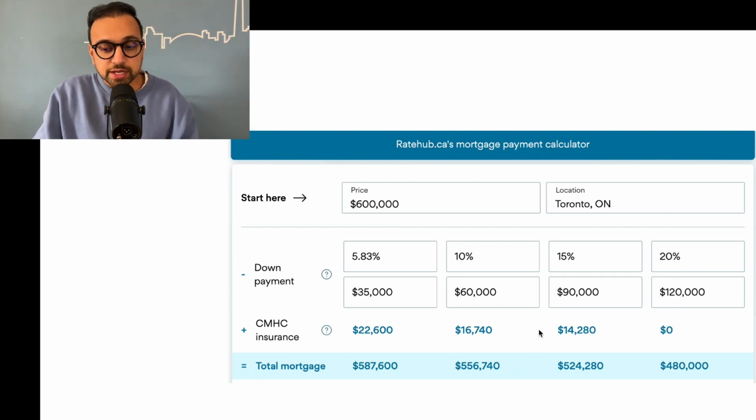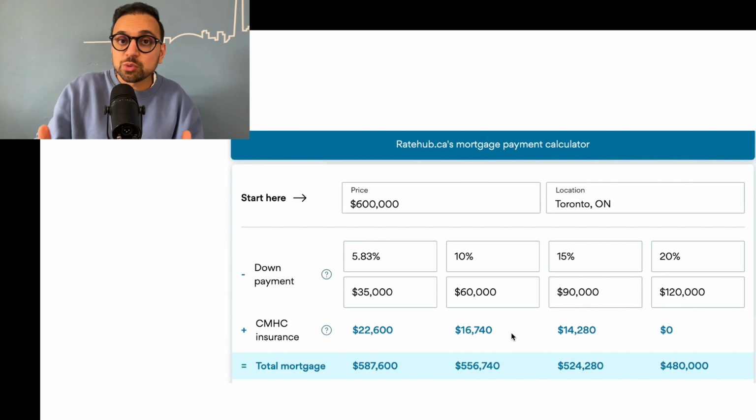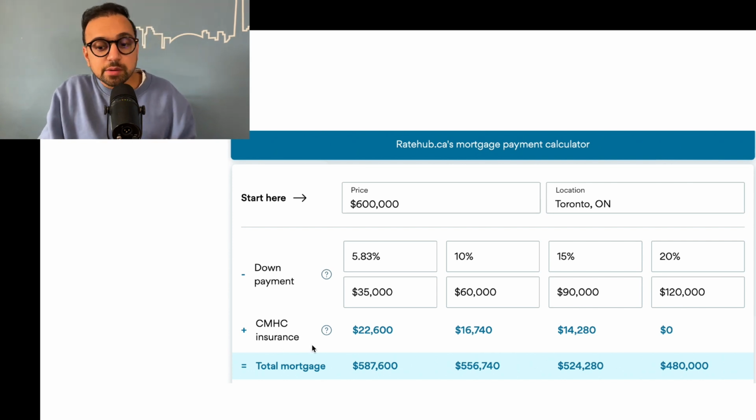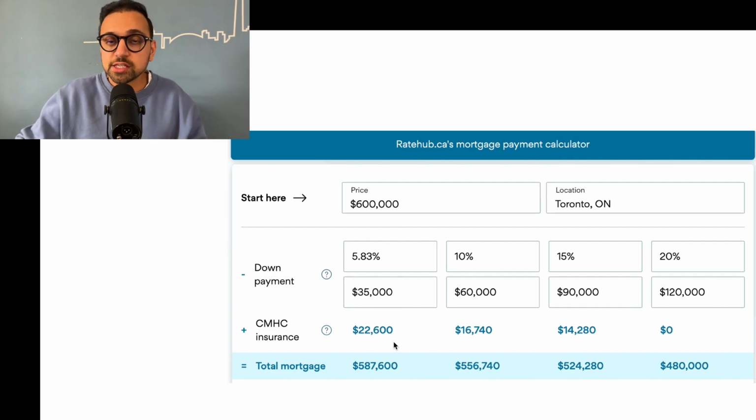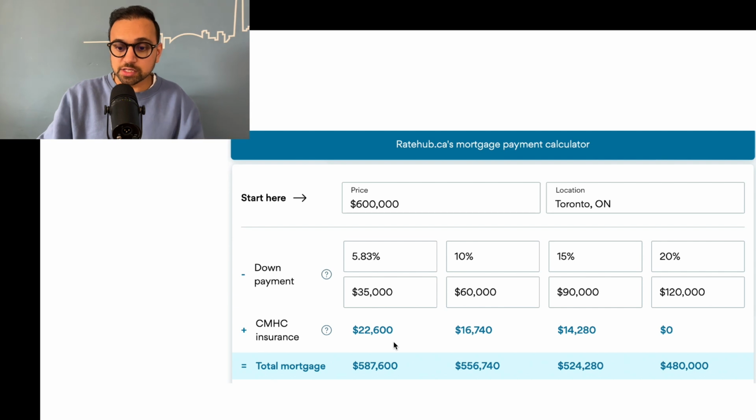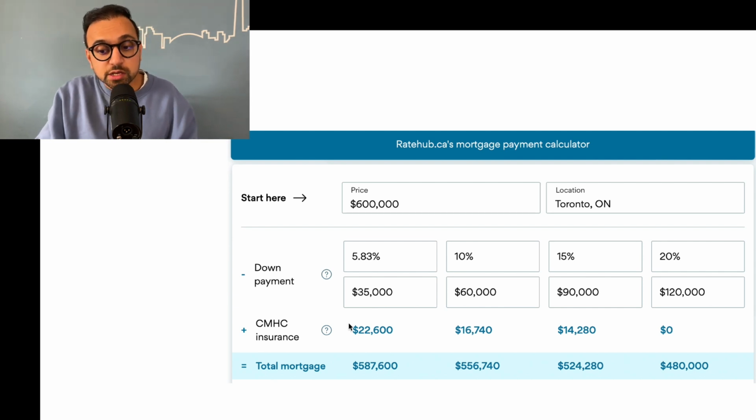But the main difference is that if you put down a down payment of less than 20%, then you have to get CMHC insurance. The reason is that, as a buyer or owner, you have low equity in the house, so the banks want to protect themselves. In that case, you have to get CMHC insurance, which you have to pay for. And if you put down 20%, you don't have to get that.